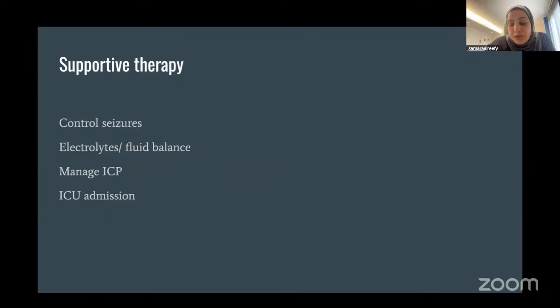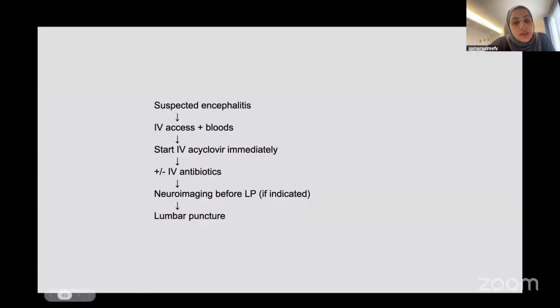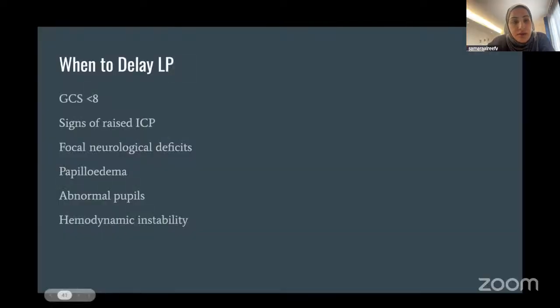Antibiotics, if you're suspecting bacterial meningitis, and steroids as an adjunctive therapy, either methylpred or dexamethasone. So the dose is 30 milligram per kg daily. Supportive therapy, of course, you need to control the seizures if there's seizures, electrolytes and fluid balance, manage increased intracranial pressure, ICU admission. So any cases of suspected encephalitis, your initial approach in the emergency, IV access, send your bloods, start IV acyclovir immediately, plus or minus antibiotics if you're suspecting meningitis. Do your MRI before your LP, and then LP CSF analysis.